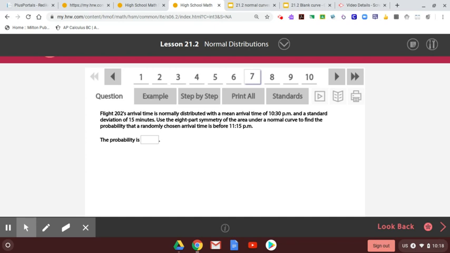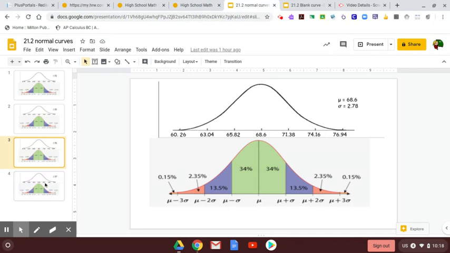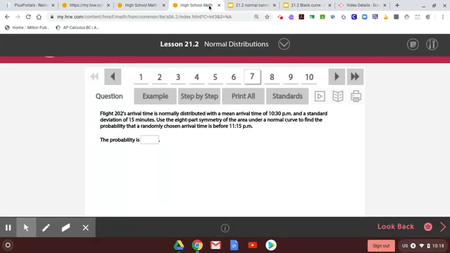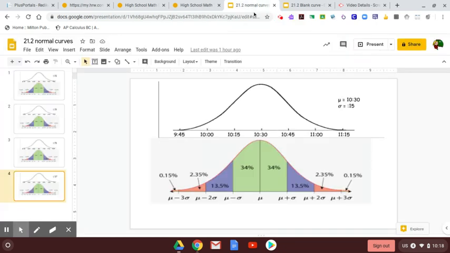So again, we're going to set up a normal curve. We're going to put 10:30 at the center, and then we're going to keep adding and subtracting 15 minutes to get the values on our normal curve. And we want to find out before 11:15. So here's our 10:30. That goes at the center. We keep adding 15 minutes. All right, we get up to 11:15 here, and then subtract 15 minutes from each one. We get here. And the question was the probability that the arrival time is before 11:15. So before 11:15 would be this area, everything to the left.